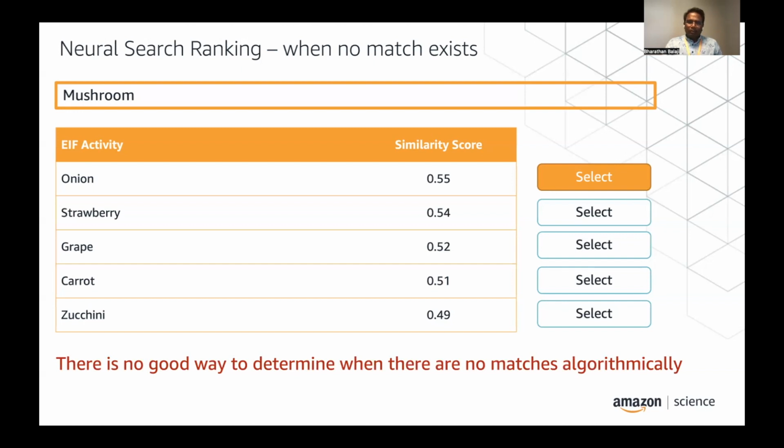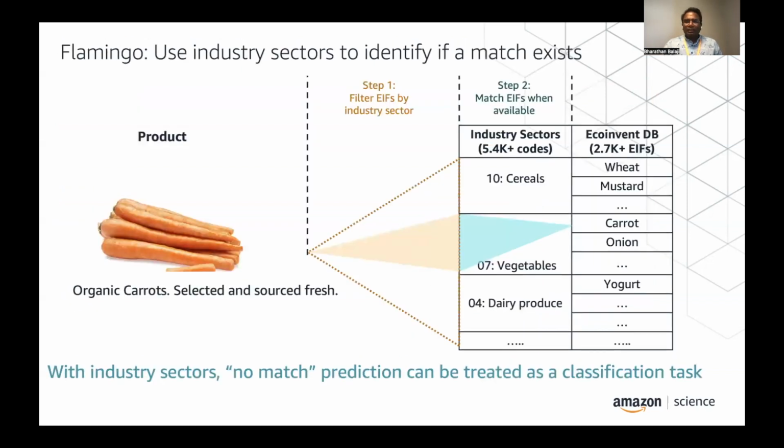To address this problem, we introduce an intermediate layer before we select the final EIF for recommendation to the user. This intermediate layer consists of industry sectors that captures all of the different things that can exist in the world. And if a certain category of EIFs do not exist, then we can tell that there is no corresponding EIF for this product by matching the product to an intermediate industry sector.